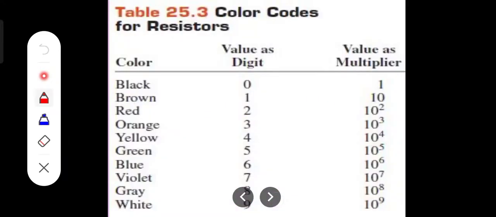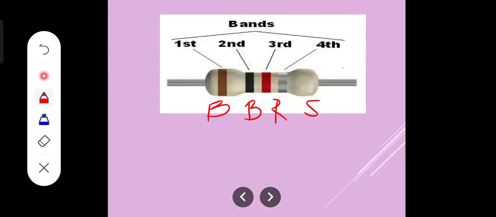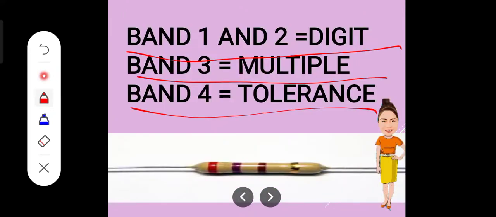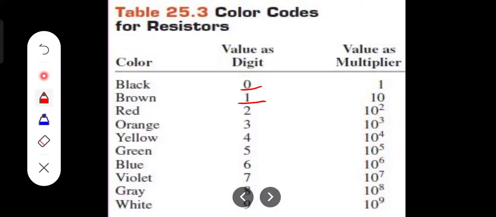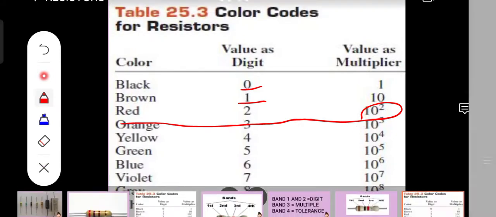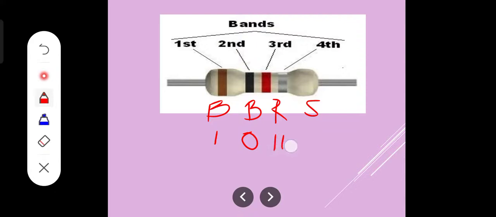Okay, so after that, you will determine the digit or the value of the first and second band. So, yung brown natin is 1, yung black natin is 0. So, we will put that one 1, 0. Okay? Then, for the red, use the multiplier. The red multiplier is 10 raised to 2. So, we will put 10 squared. Then, for the tolerance, which is silver, we will use positive, negative 10%. So, we already have that one.